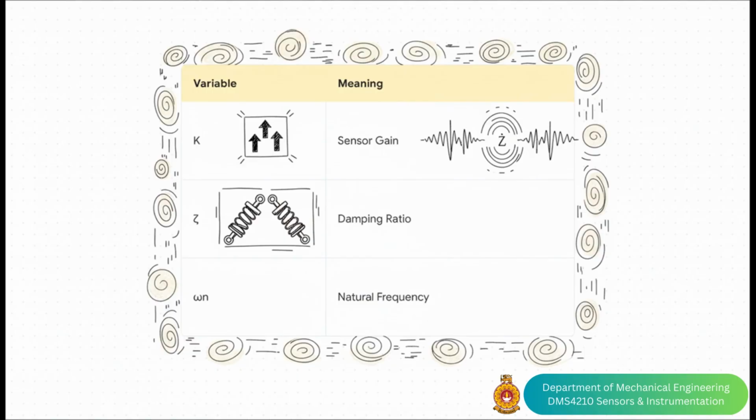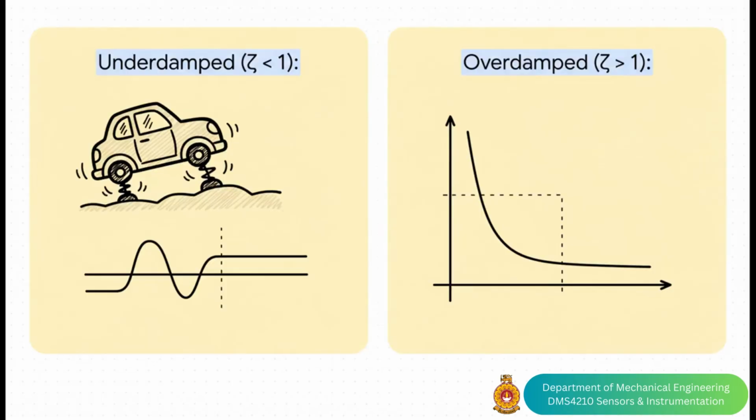First is omega n, the natural frequency. You can think of this as how fast the system wants to wiggle or oscillate. Then we have the Greek letter zeta, which is the damping ratio. This acts like a shock absorber, trying to calm those oscillations down. And the value of zeta changes absolutely everything.